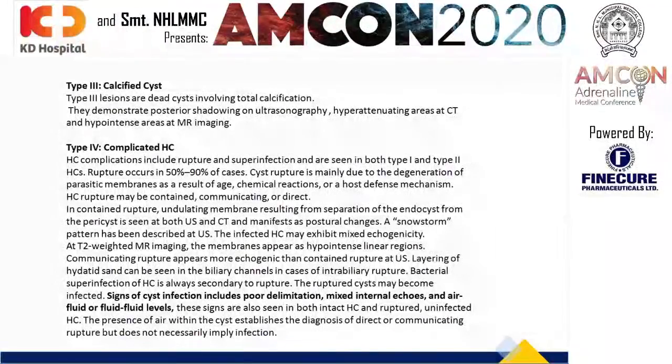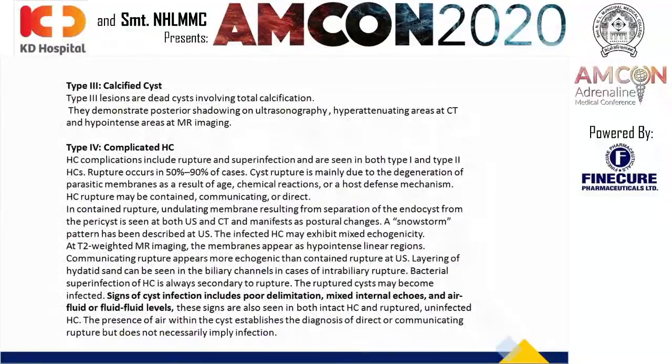Rupture can occur in 50 to 90% of cases. Cyst rupture is mainly due to degeneration of the parasitic membranes as a result of age, chemical reaction, or host defense mechanism. Hydatid cyst rupture may be contained, communicating, or direct. In contained rupture, the undulating membrane resulting from the separation of the endocyst from the pericyst is seen at both ultrasound and CT and manifests as postural changes. A snowstorm pattern has been described at ultrasound.